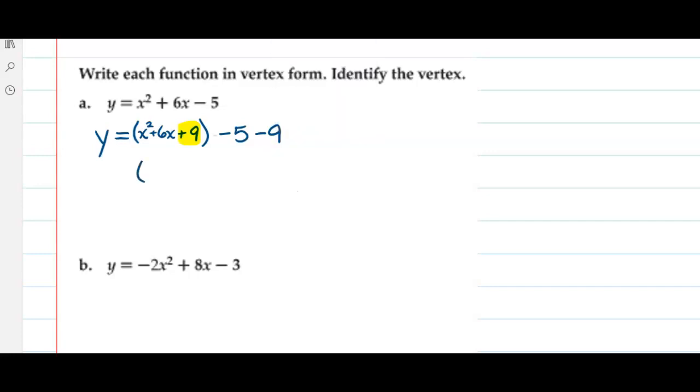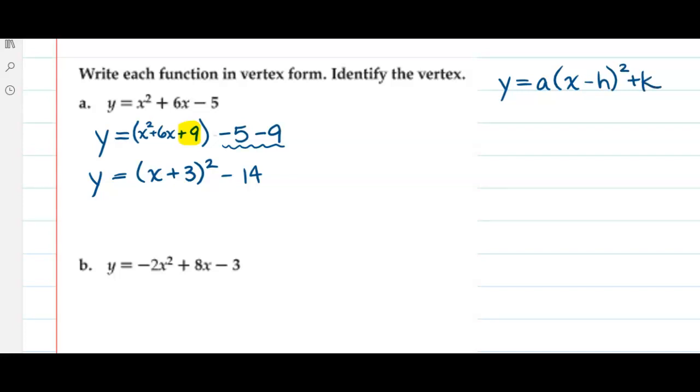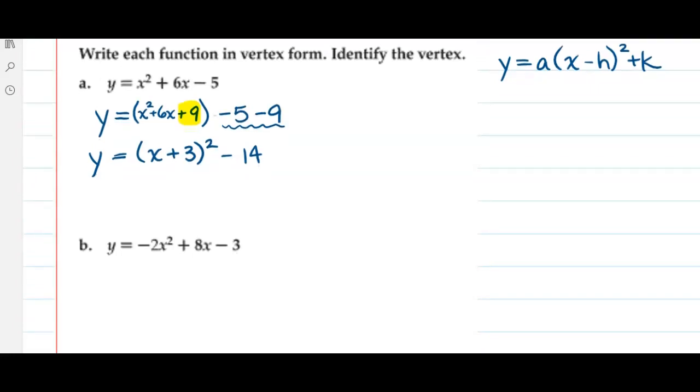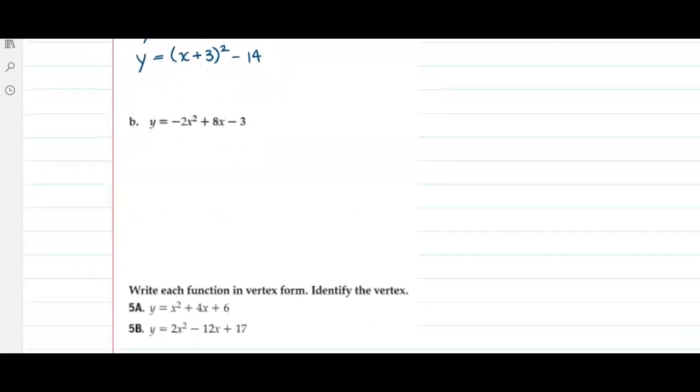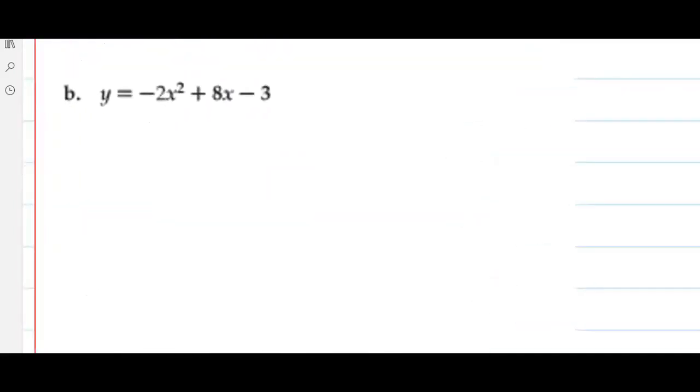Finally, right here, I can factor this, x plus 3, the quantity squared, and I can combine like terms. So now I am in vertex form. Vertex form of a quadratic looks like this, where h, k is literally my vertex. So just looking at this, I can tell right where the vertex is going to be because it's in vertex form. Let's try one more.